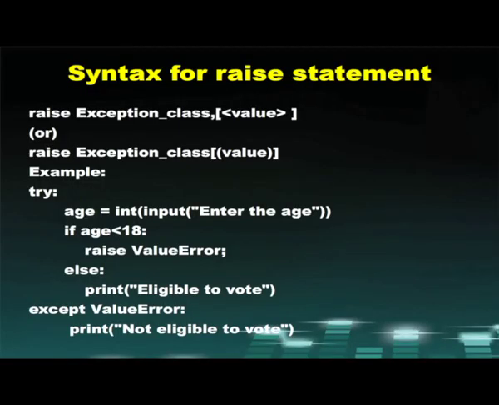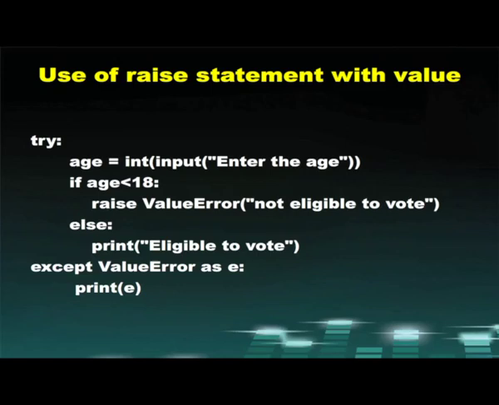So, the syntax for raising an exception manually is the keyword raise followed by the name of the exception class with an optional value. Here you can see an example of raising a value error if the age is less than 18.